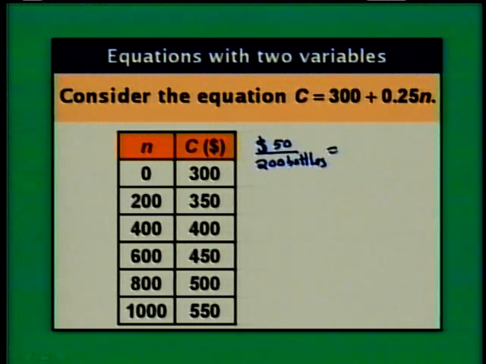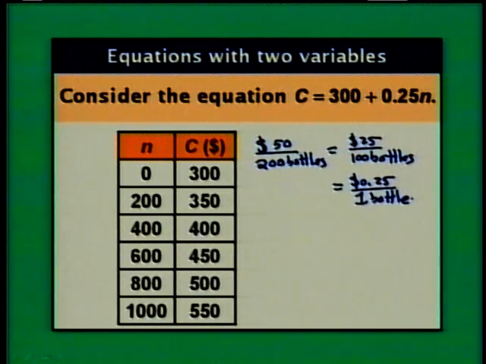And I can reduce this rate. If I cut both the numerator and denominator in half, I have $25 per 100 bottles. And I can divide 25 by 100, and that's $0.25 per 1 bottle. So I observed this pattern in the table, and I noticed that this 0.25 shows up in my original equation. That might be something I wouldn't have noticed if I hadn't looked at the solutions in a table.